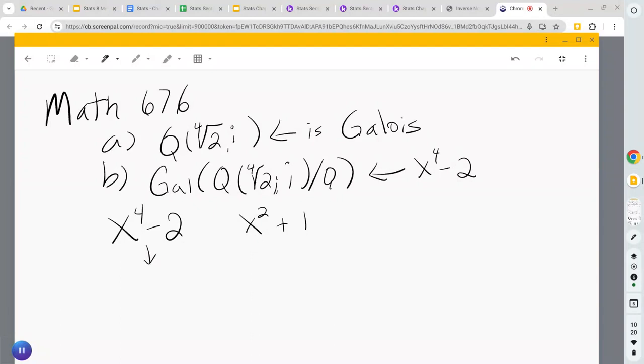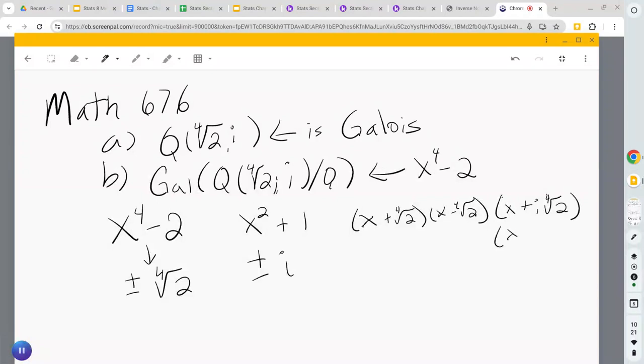For this one, we would get the roots plus or minus the fourth root of 2. And here we would get the complex roots plus or minus i. We could separate this into four factors: x plus the fourth root of 2, x minus the fourth root of 2, x plus i fourth root of 2, x minus i fourth root of 2. So we've split it completely into linear factors over Q adjoined fourth root of 2, comma i, and all those roots are in the field, so we know that it is normal. To be separable, we need to ensure that the roots of the minimal polynomials are distinct, and all four of these roots are distinct, so we have covered the separability of it.